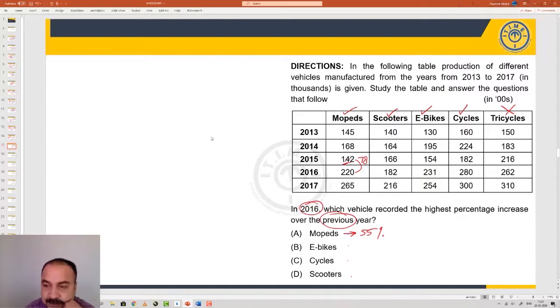Let's look at e-bikes now. Second option is for e-bikes. So let's look at e-bikes. 154 to 231. We are going from 154 to 231. 54 to the next 100, which is 200. The growth is 46. 46 with the 31 makes it 77. So the growth here is 77.